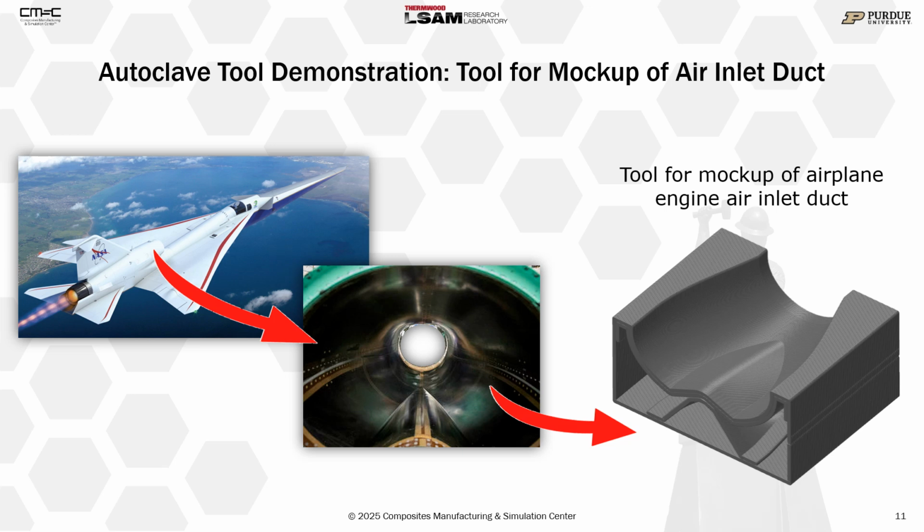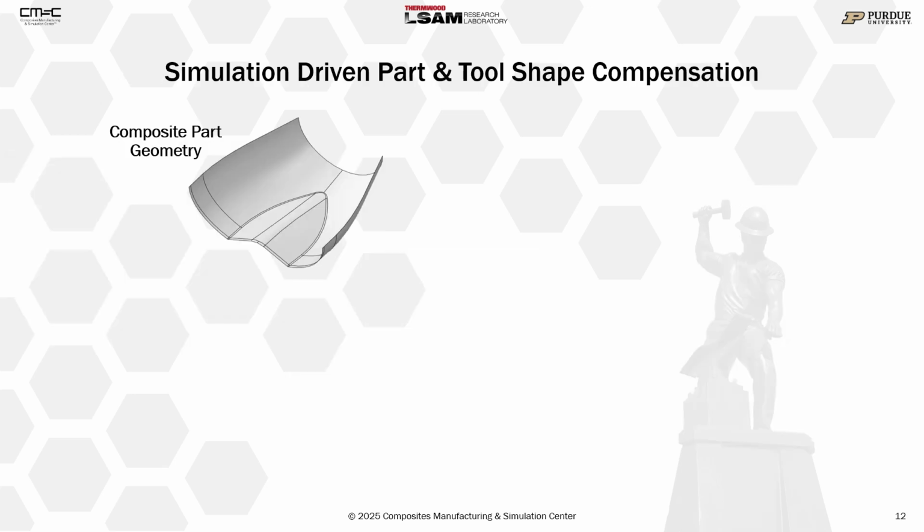So one of the motivations for choosing this geometry is the amount of spring back that both the part and the tool develop as they are produced in the autoclave operation. So just to walk you again through the workflow to drive the part and tool shape compensation.